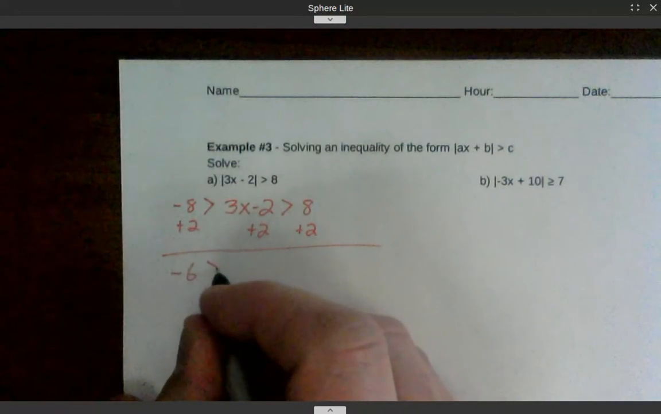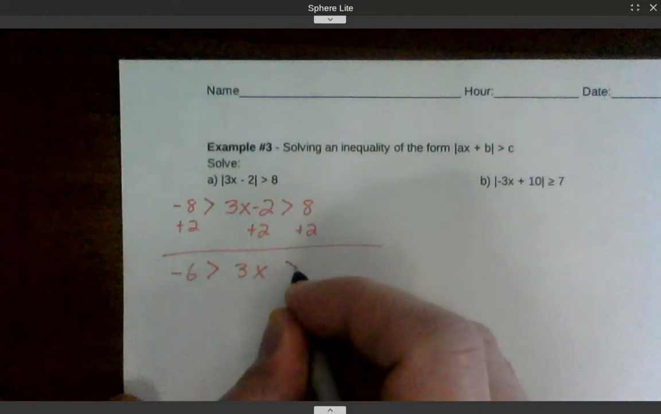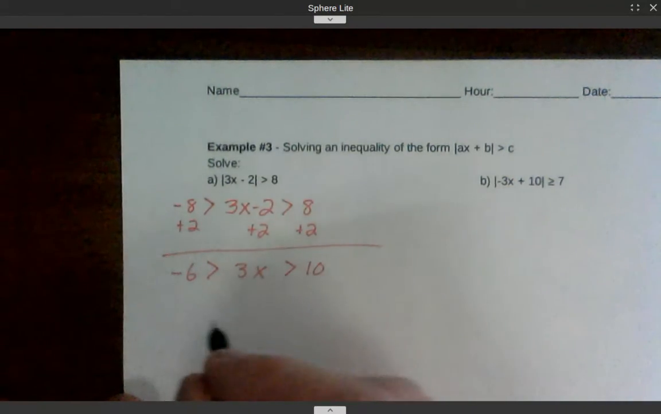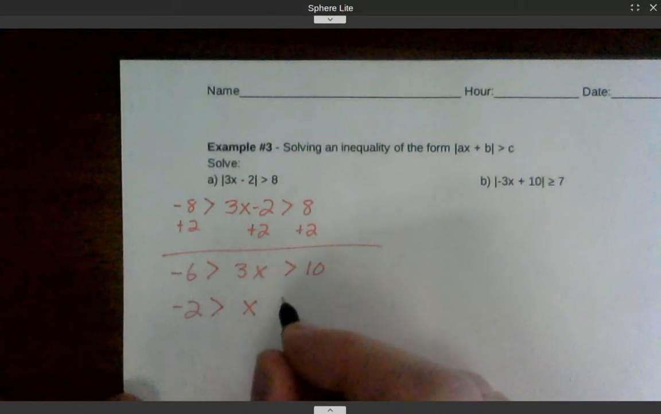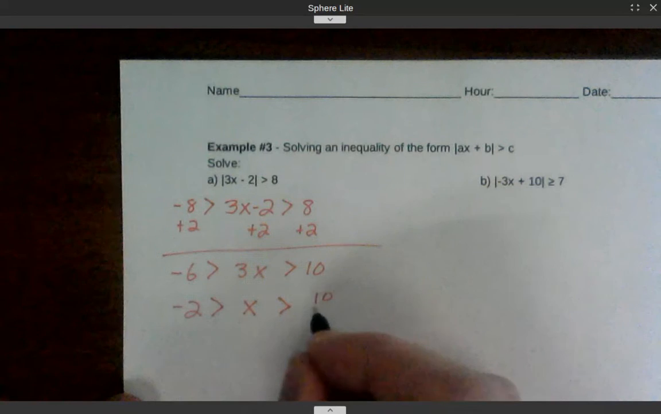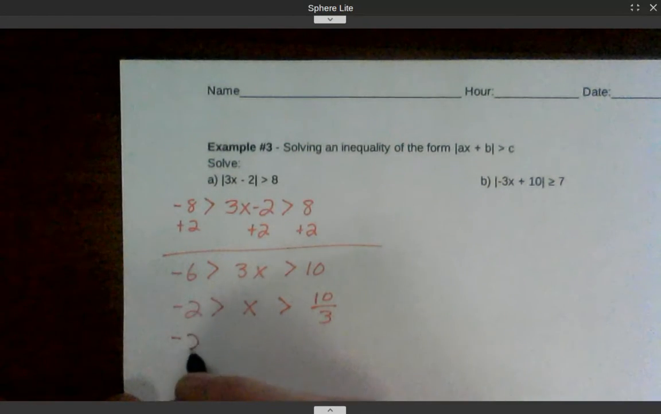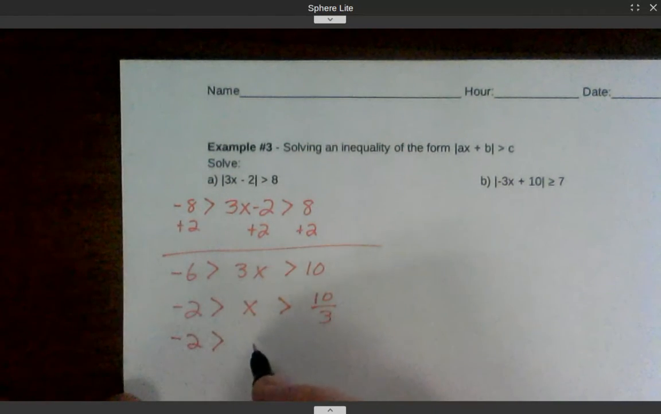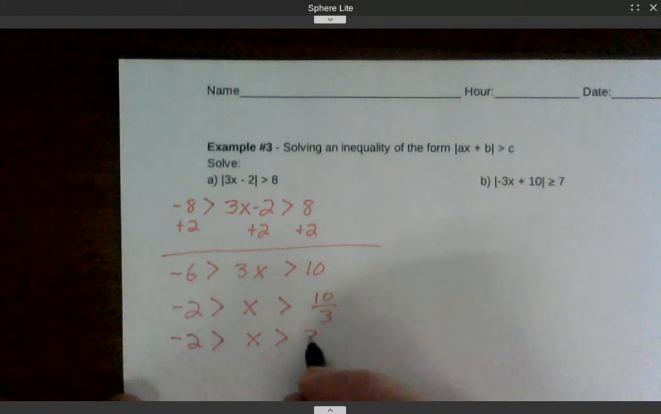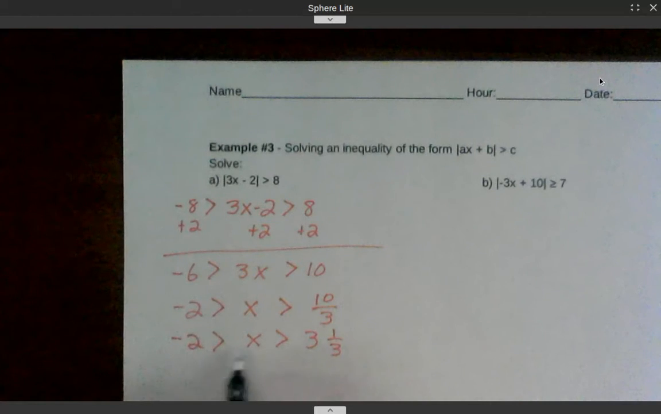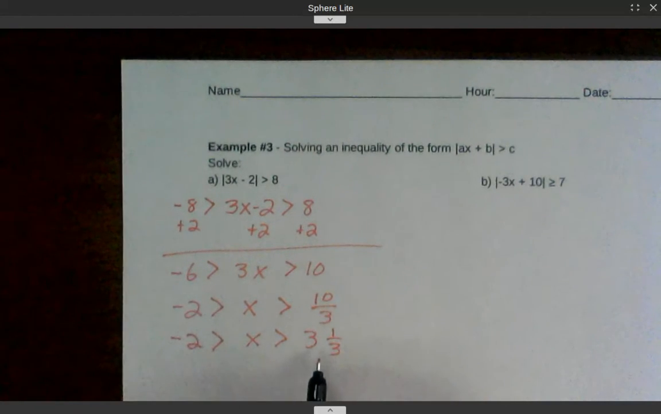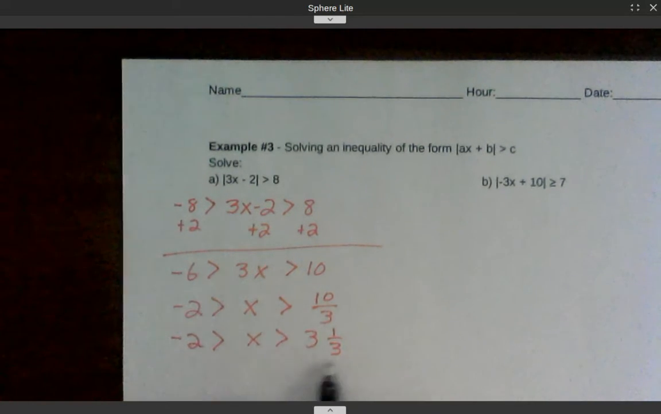I get negative 6, I get 3x, and I get 10. I'm going to divide by 3, so I get negative 2. Or if I simplify that fraction, this will be 3 1/3. Now, this doesn't make sense, the fact that negative 2 is being eaten and not the 3 1/3. So this does have a solution, but the solution we have to break up into 2 parts.